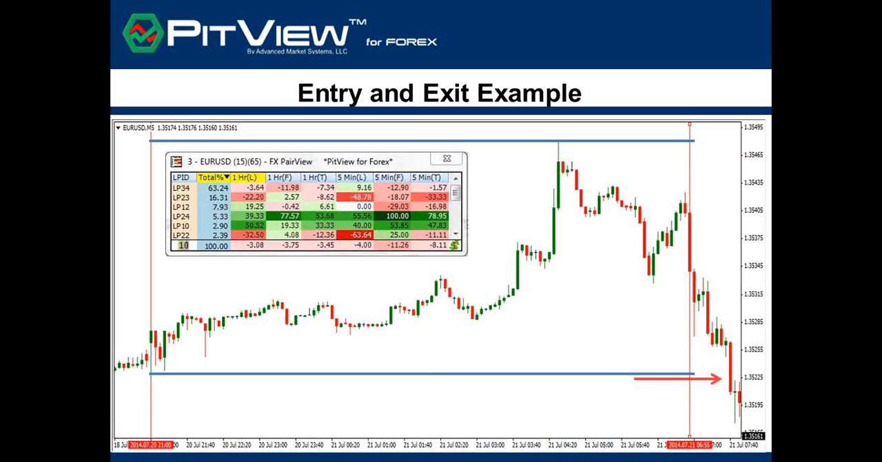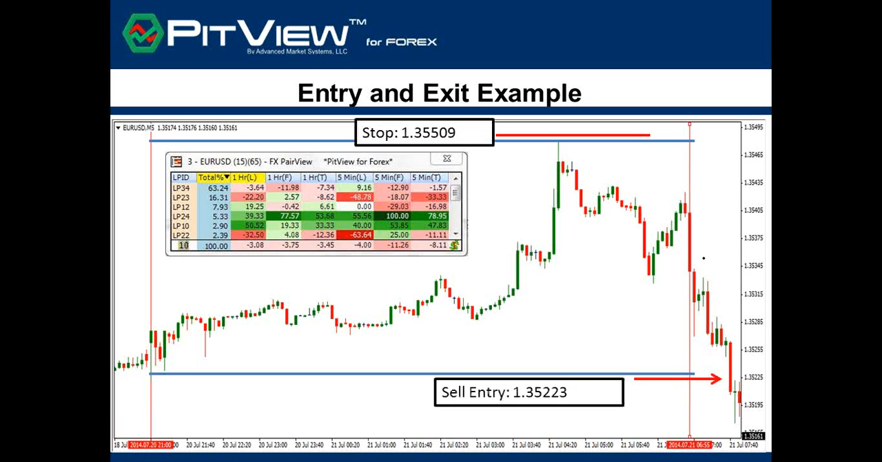So this would be our sell entry here at 1.35223. Our stop would be placed right up here at 1.35509, and our limit is placed at a 1-to-1 risk reward. We're risking 28.6 to make 28.6. In this class example, we saw that this thing screamed down and hit our max profitability.